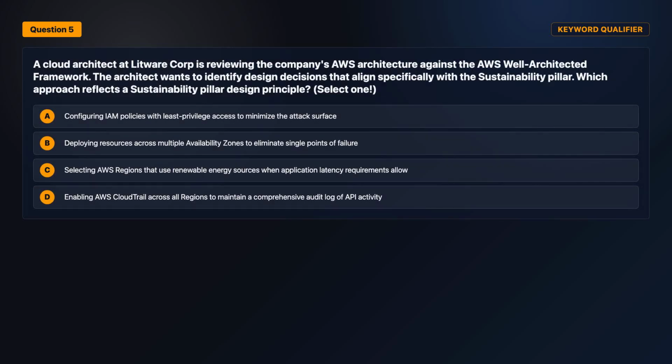Here we go. Question 5. Pay attention to what is really asked. A cloud architect at Litware Corp is reviewing the company's AWS architecture against the AWS Well-Architected Framework. The architect wants to identify design decisions that align specifically with the sustainability pillar. Which approach reflects a sustainability pillar design principle? Select one. Review the answer choices on screen.